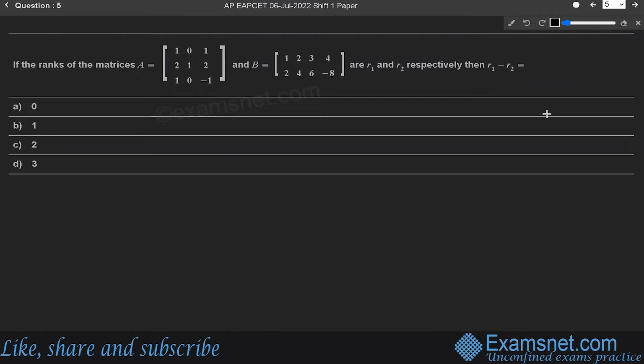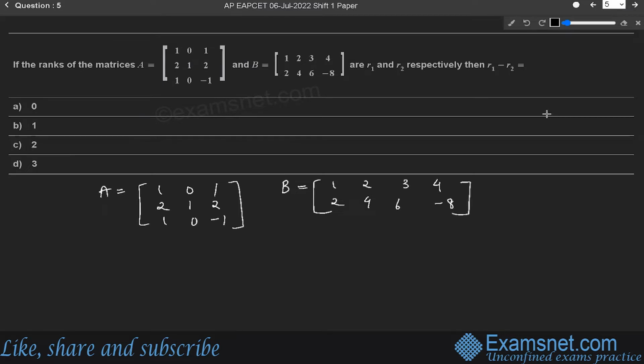Next question also comes from matrix. If the ranks of the matrix A, which is [1, 0, 1; 2, 1, 2; 1, 0, minus 1], and B, which is [1, 2, 3, 4; 2, 4, 6, minus 8], are R1 and R2 respectively, then R1 minus R2 is. It is given that R1 and R2 are the ranks of the given matrices.